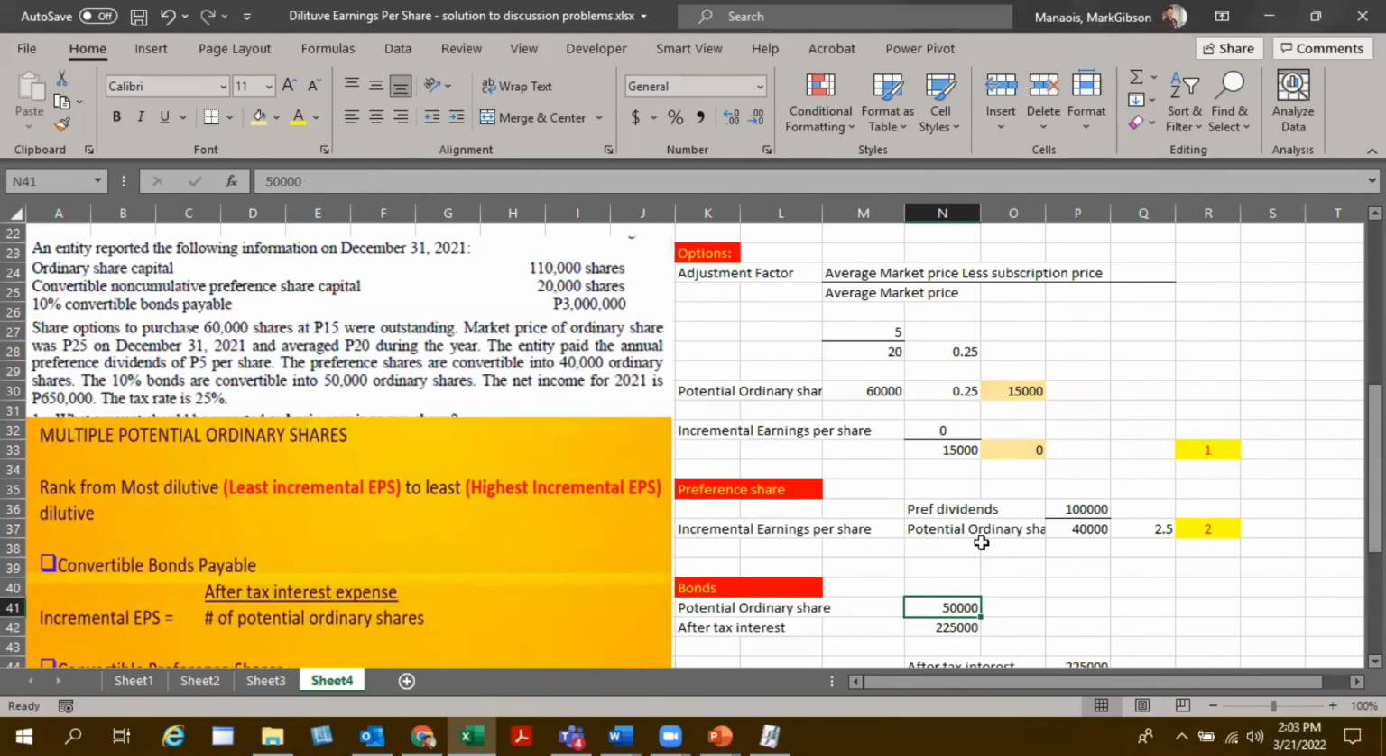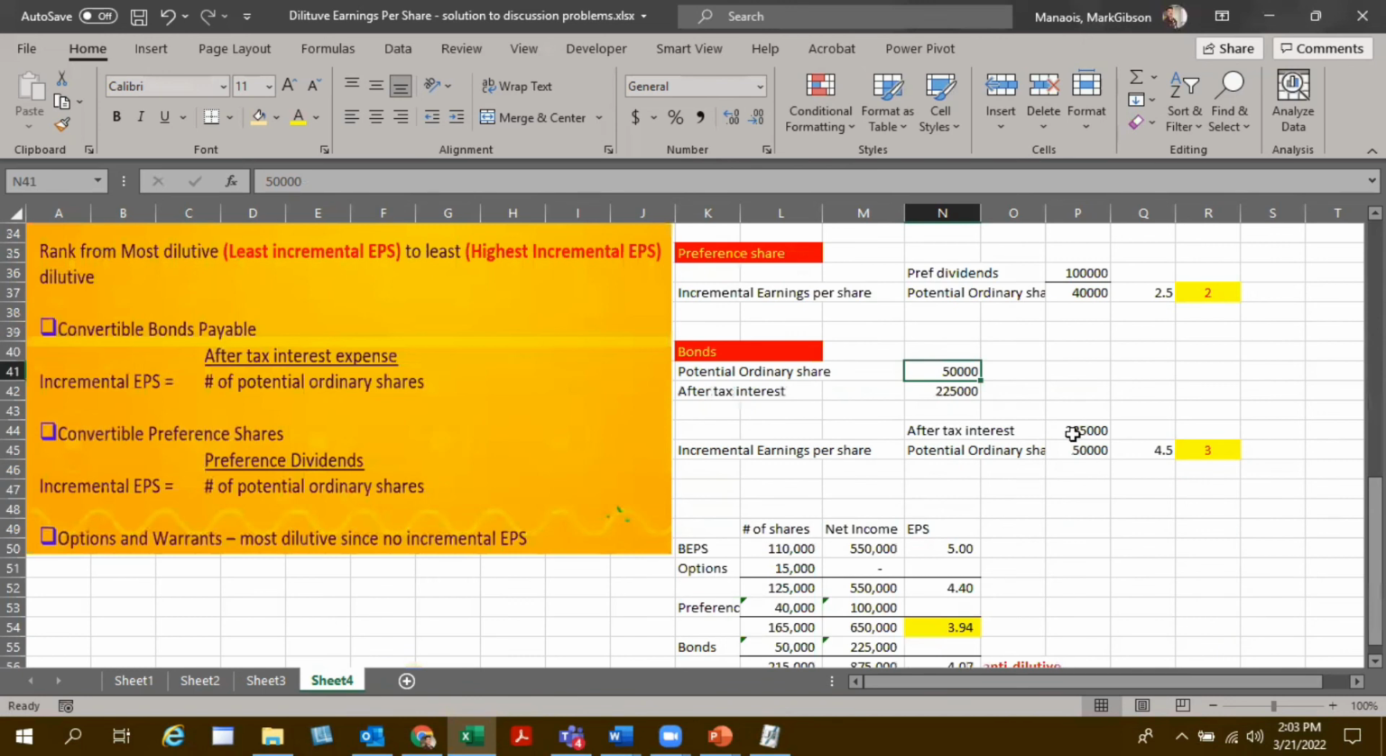This is for the non-convertible. 50,000 naman is given. The 10% bonds are convertible into 50,000 ordinary shares. So that's 225,000 over the potential ordinary shares of 50,000. So the incremental earnings per share would be 4.5.